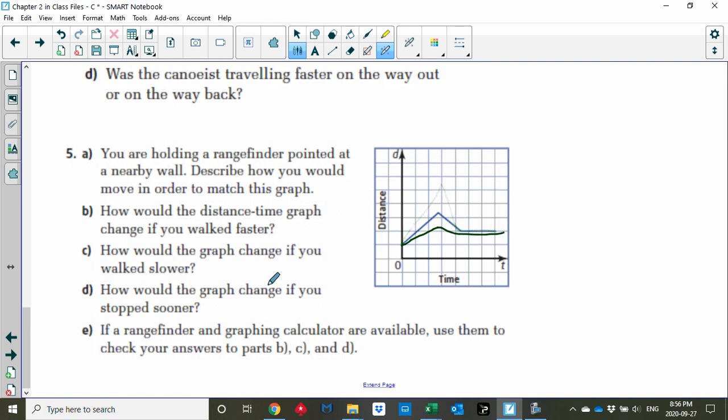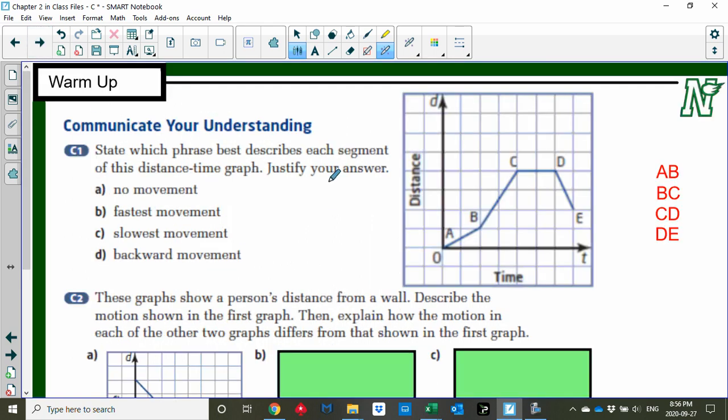And how would the graph change if you stopped sooner? Well, you would go up, down, and then you would start that flat line more quickly, I guess, earlier in the graph instead of down here. If a rangefinder is available, okay, we don't have one. So those are your homework questions, and just kind of refreshing your memory on this.